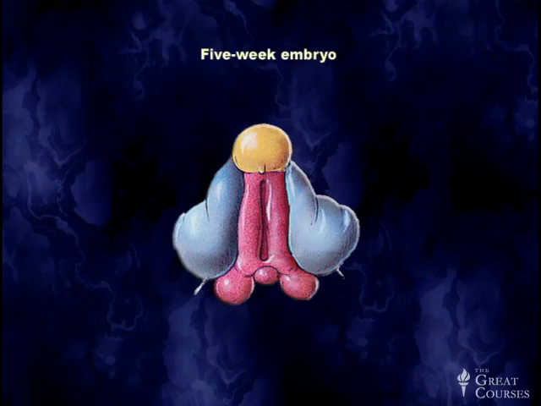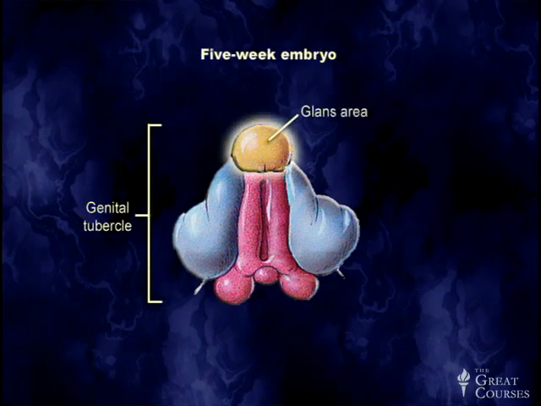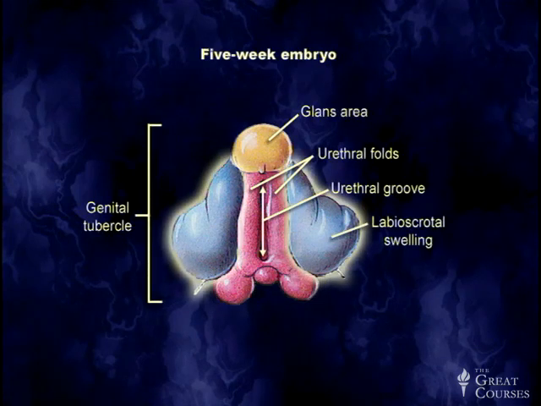This shows the undifferentiated stage, which is about 5 weeks of gestation. Here we have the entire area called the genital tubercle, which is very, very small, and this is, again, a schematic representation. The area represented in this orange is called the glans area, which will change. Then we have this area called the urethral folds and a groove up the middle. And finally, something called labio-scrotal swelling on both sides. Again, this is the same in both the male and the female.